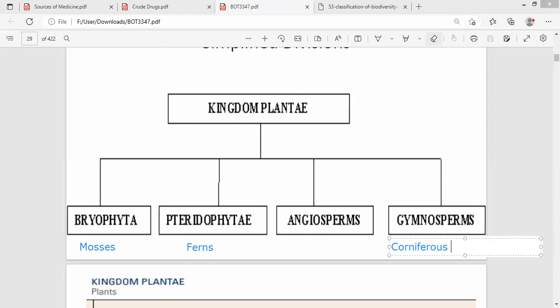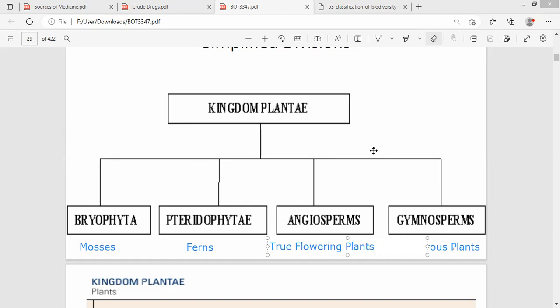Coniferous plants. Then finally, the angiosperms. The angiosperms, we call them the true flowering plants. True flowering plants.